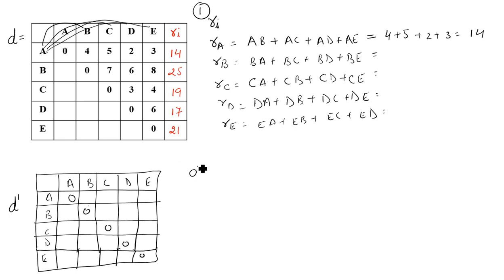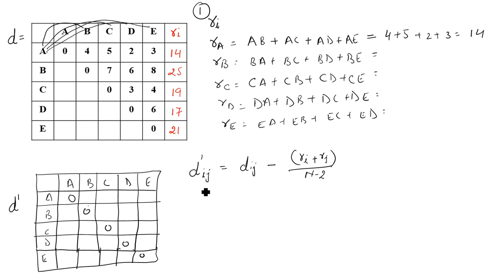Okay. So the formula for D dash ij equals Dij minus (Ri plus Rj) divided by n minus 2. So let's understand this formula. What is this formula? We are calculating D dash. So this is our D dash matrix.